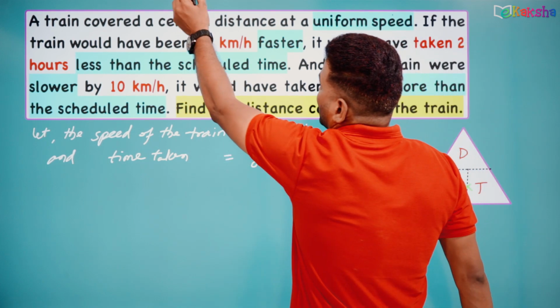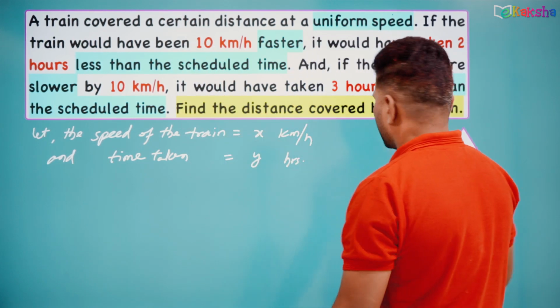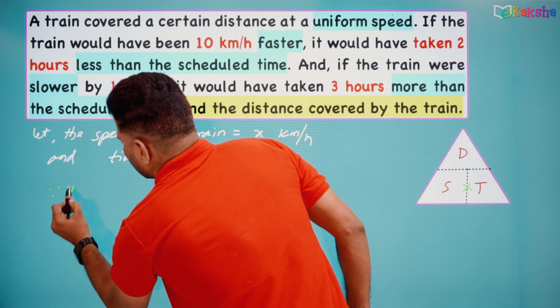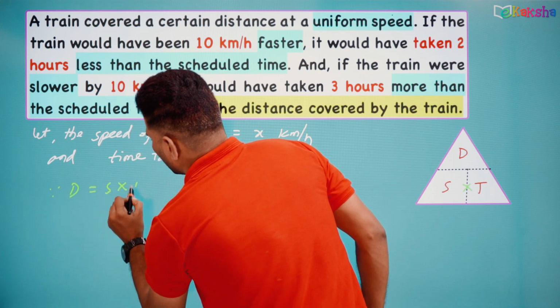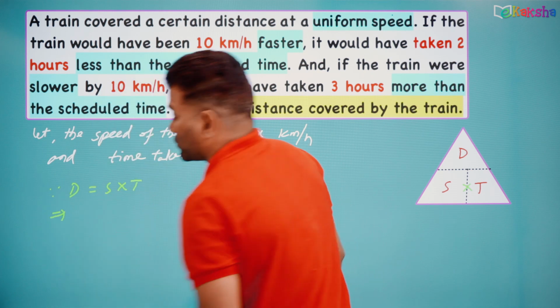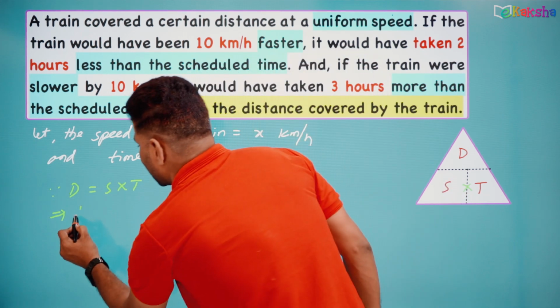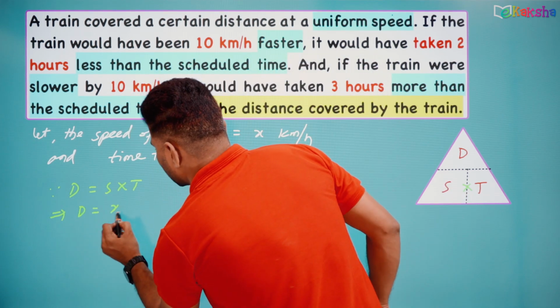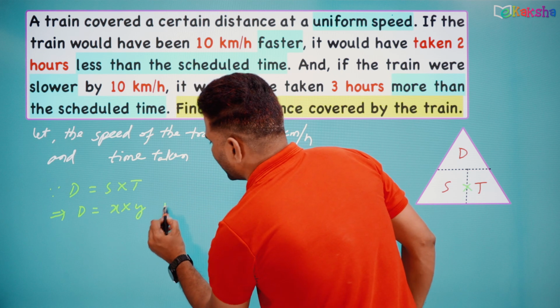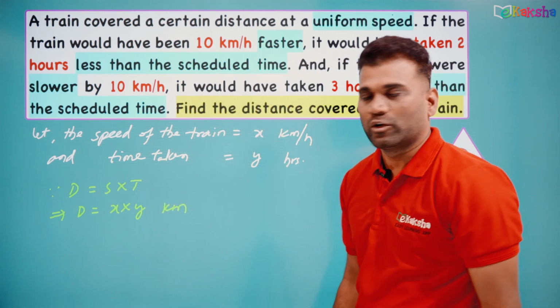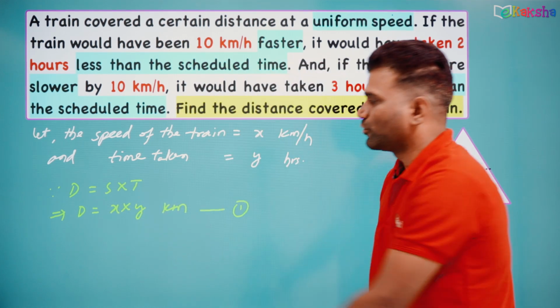And according to this formula, since distance is equal to speed into time, total distance covered, how much? Distance is equal to x into y kilometers. Let us take this as number 1.